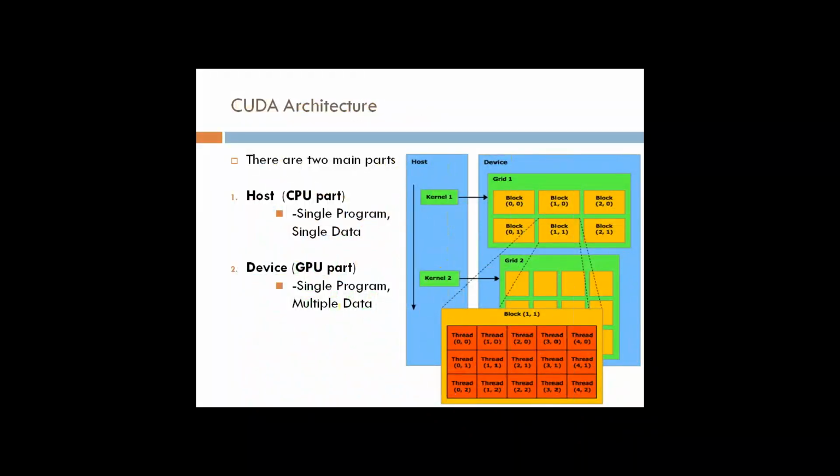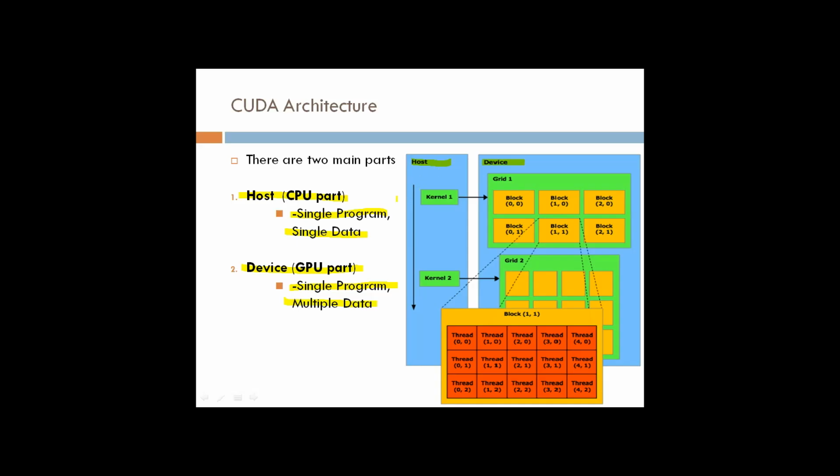Now more about the CUDA architecture. As we discussed, there are basically two parts: the host part, that is the CPU part, which works on the principle of single program, single data. And the device, or the GPU part, which runs on the principle of single program, multiple data. So this is the host, the first part, and the second part is the device.